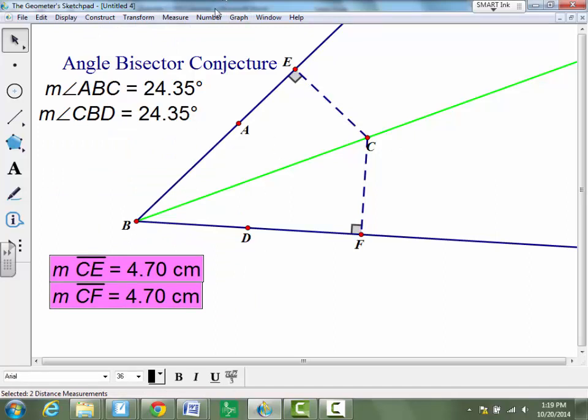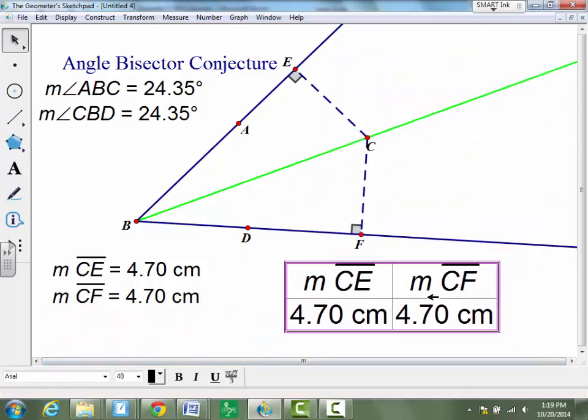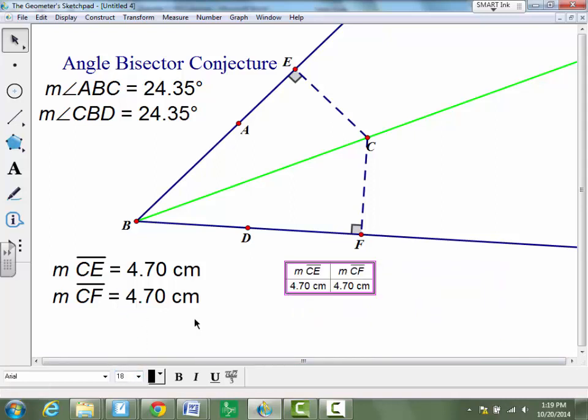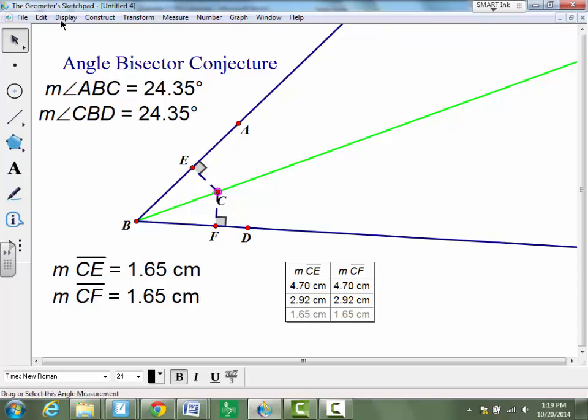How you can kind of make this a little bit more dynamic. Again, with the lengths highlighted, we're going to go to number tabulate and set up a little table. And I might have to make some of this a little bit smaller. So let me change that to be 18. And if I double click it, it adds another row. Move this around, double click it again, adds a row, and you get a sense that no matter where this lies here on the angle bisector, the distances to each side are equidistant, they're congruent. And that's the construction or the sketch for the angle bisector conjecture.